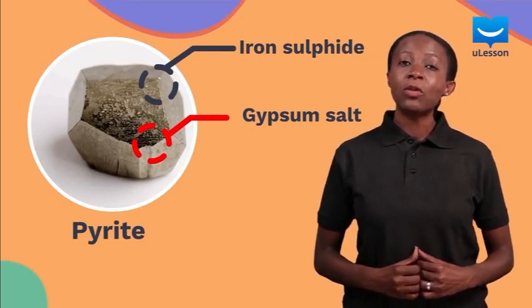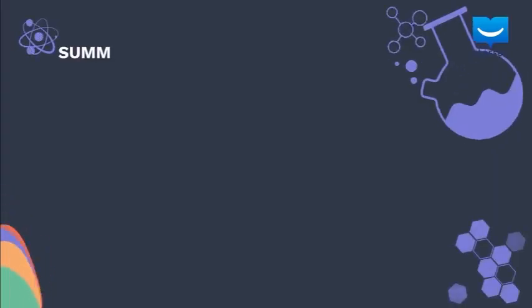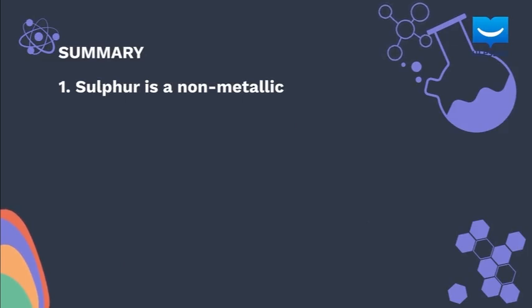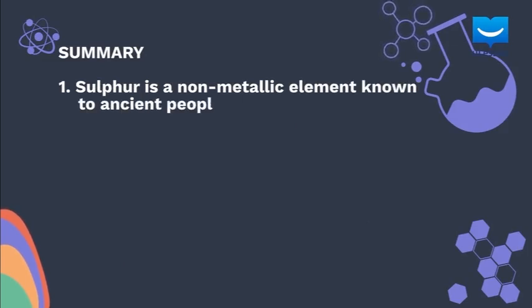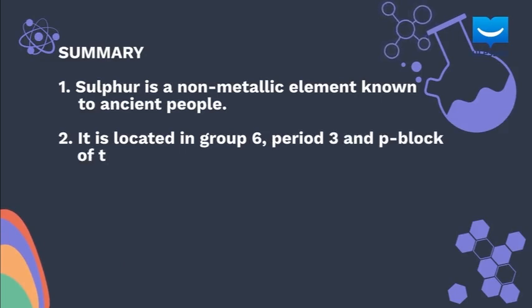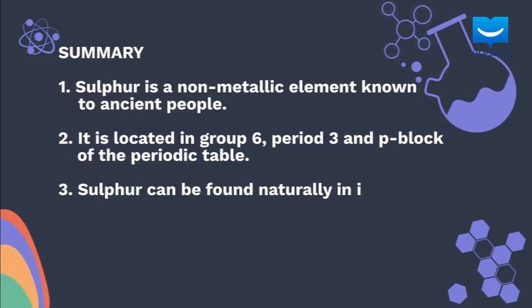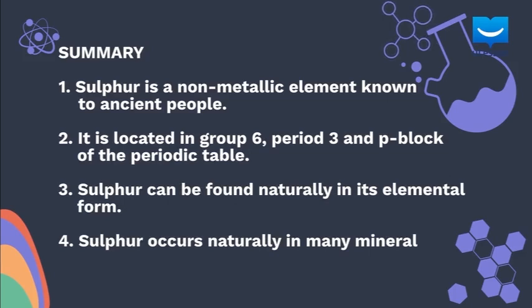Here is a summary of what we have discussed so far. Sulphur is a non-metallic element known to ancient people. It is located in group 6, period 3, and the p block of the periodic table. Sulphur can be found naturally in its elemental form. Sulphur occurs naturally in many mineral deposits.